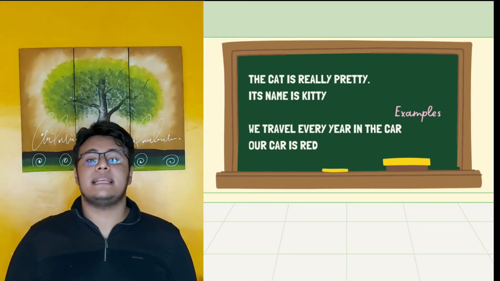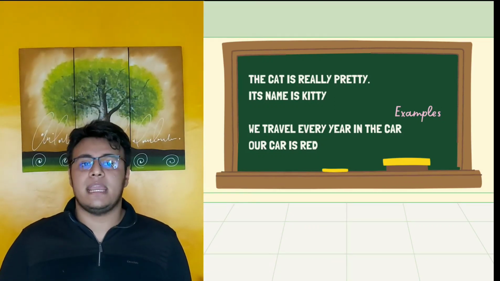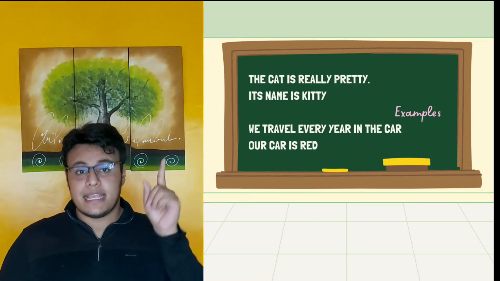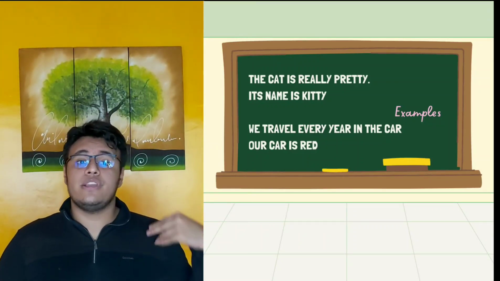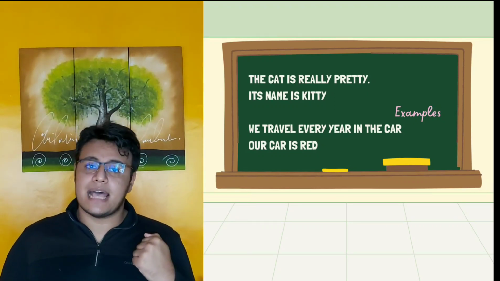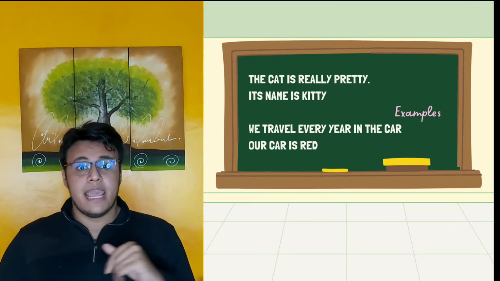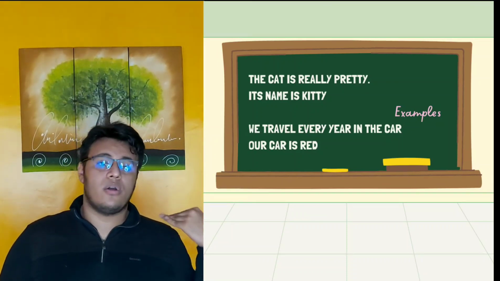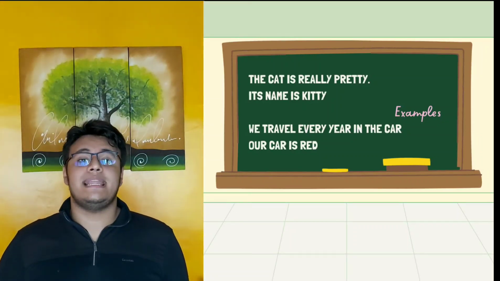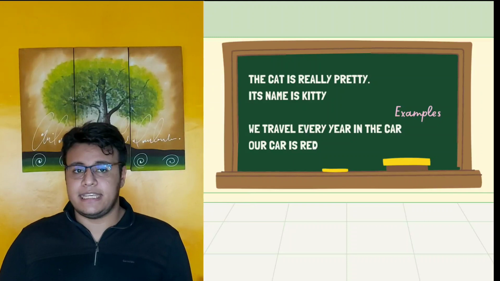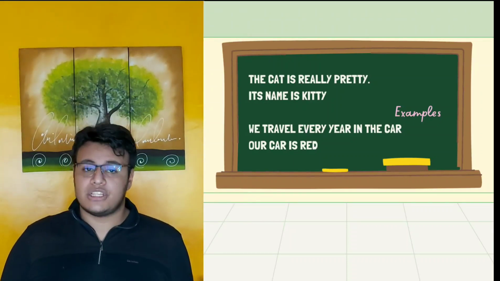Now, the next example. The cat is really pretty. Its name is Kitty. Is it because it's an object? No, it's an animal. Exactly. That's why we're using it. Like we said in the last lesson, it is used for objects or animals. In this case, it's an animal. We're using its because we're saying that the name of the cat is Kitty. Its name is Kitty. We're using possession, okay?